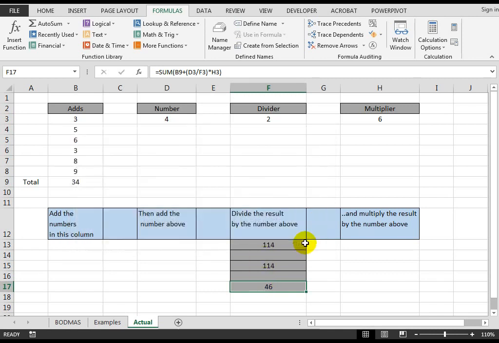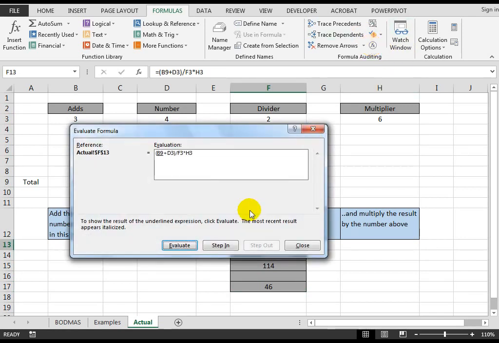Let's close that. Let's evaluate this formula. It says evaluate B9. To it, add D3, because it's looking in the bracket first. D3 is 4, so it's now evaluating that 34 plus 4 is 38. Divide by F3, it's underlining F3 as the next step. Divide that by 2, which is in F3. The answer is 19, multiplied by H3, which is 6, and the answer is 114. So that's how evaluate works.